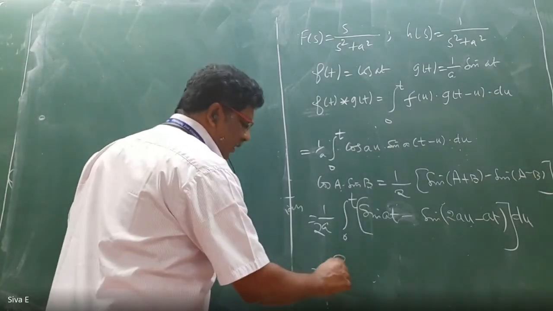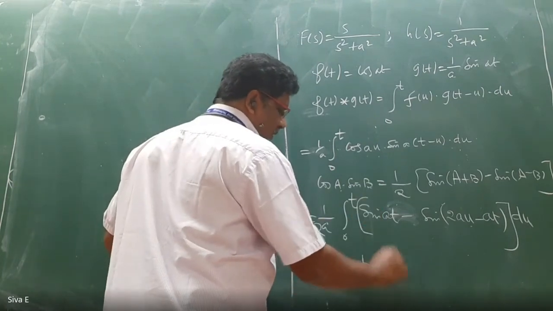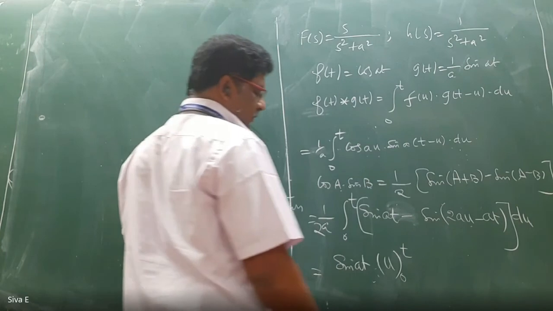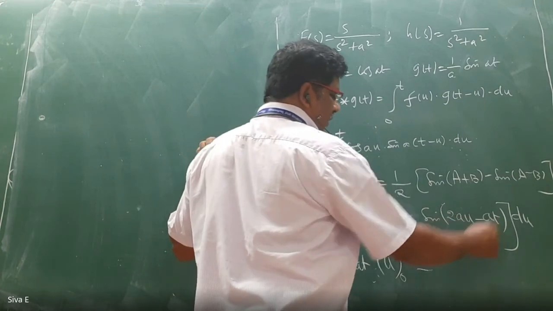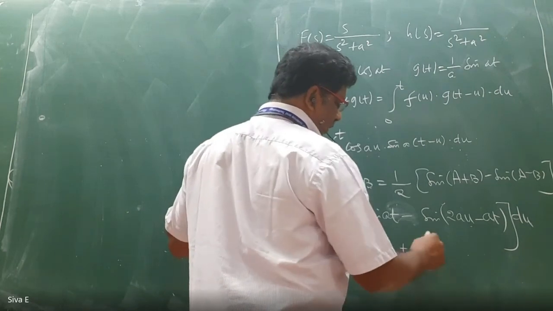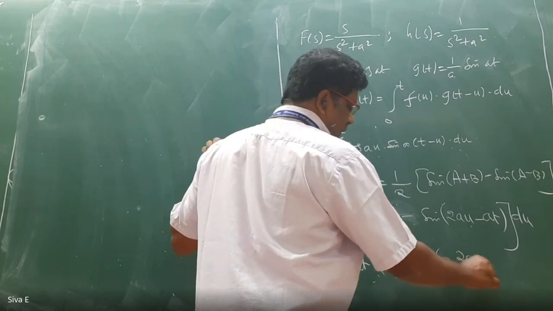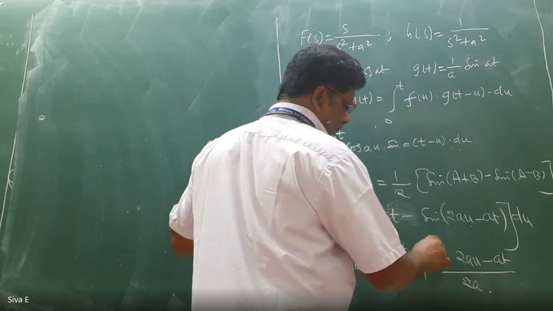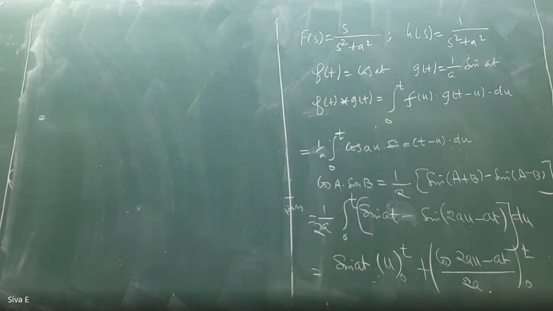Because sin a t is constant with respect to u. So sin a t into u from 0 to t, minus sin 2au minus at, you are integrating with respect to u. So minus sin is minus plus cos 2au minus at divided by 2a from 0 to t. Now apply the upper limit and lower limit.